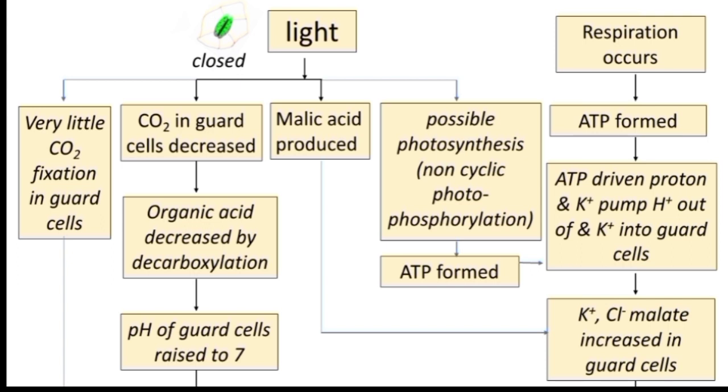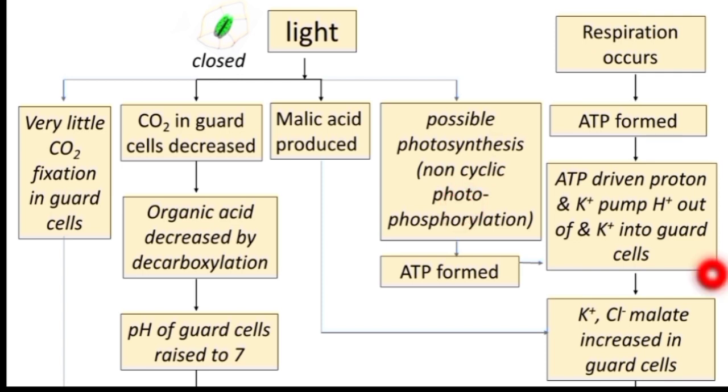This process requires ATP, and ATP are provided by photosynthesis through non-cyclic photophosphorylation. These ATP that are formed through non-cyclic phosphorylation mediate the exchange of hydrogen ion and potassium ion. The potassium hydrogen pump is driven by these ATP. ATP are also provided by respiration. So, the ATP formed through respiration and through photophosphorylation ultimately lead to the exchange of potassium and hydrogen ions.